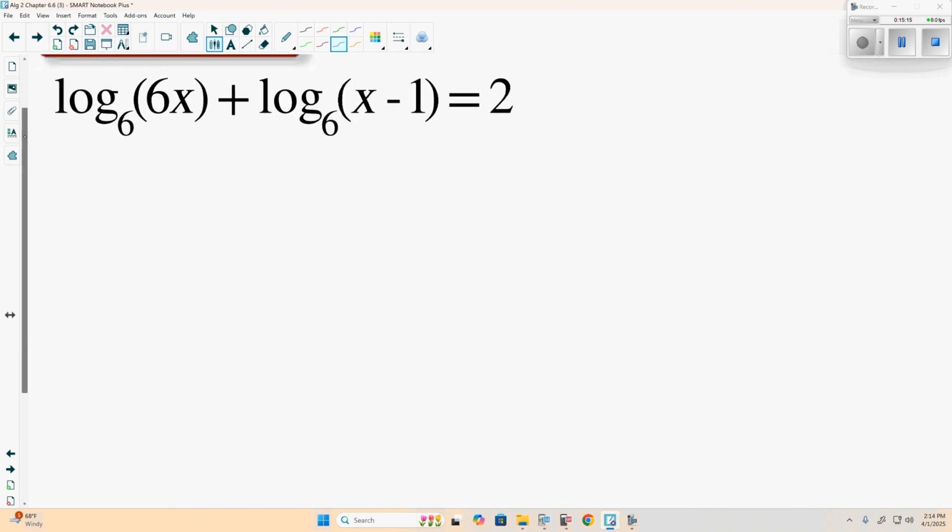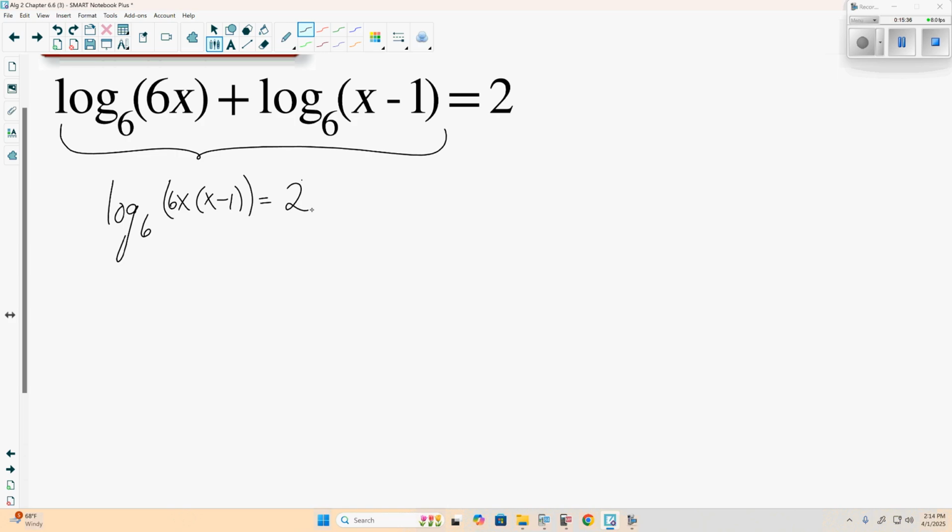All right. Let's look at this next one here. Log base 6 of 6x plus log base 6 of x minus 1 equals 2. We can rewrite these two logs as a single log with what's inside being multiplied. So we can rewrite it as log base 6 of 6x times x minus 1.